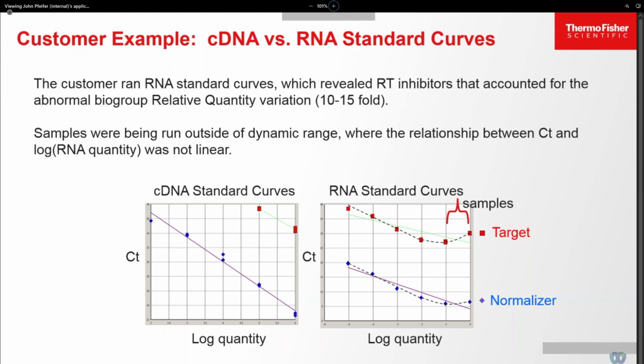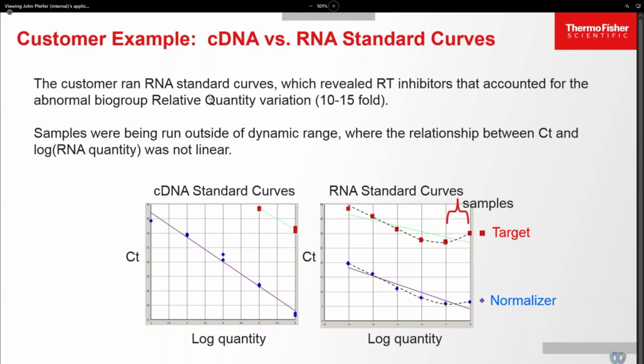Now, some might say, but I'm using a normalizer gene. So I figure if there's an inhibitor, it's going to affect both the target and normalizer equally. So when I normalize the normalizer, that error goes away. Well, that's a lovely thought. Question is, is it real? Is it true? And you can see in this example, it's not true.